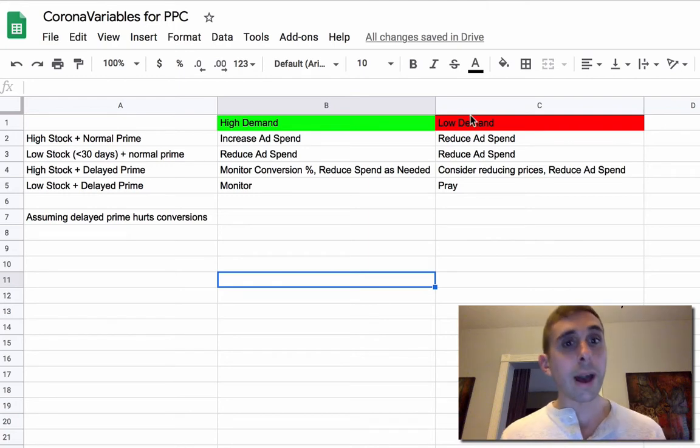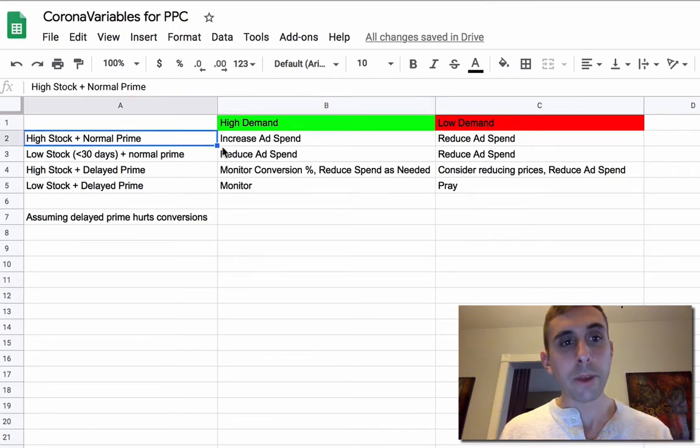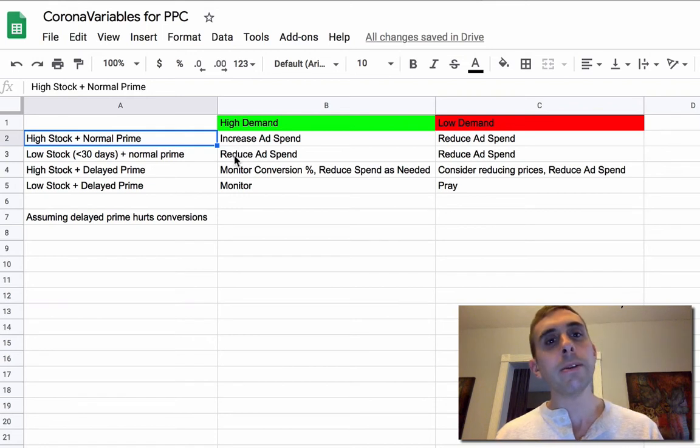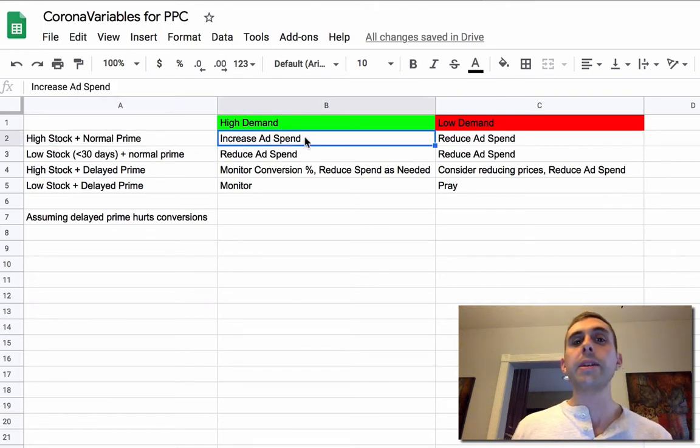Okay, so we have high demand plus high stock and normal Prime. This means you have really good demand right now, you have lots of stock, and you have really good fast shipping time. This is a great opportunity to increase your ad spend and to go for it and be aggressive. So if you can afford that, go ahead and increase your ad spend. Notice how this is the only scenario where I recommend increasing your ad spend. Let's go through the others.